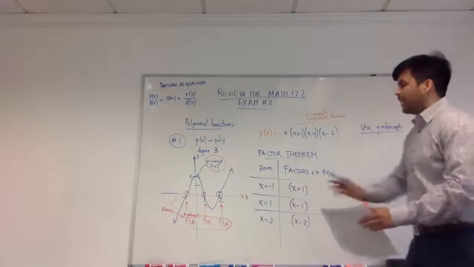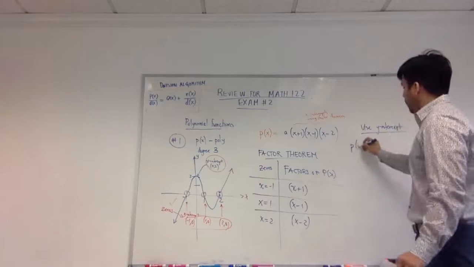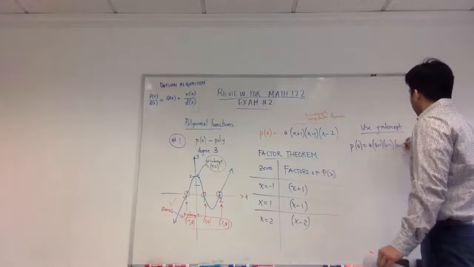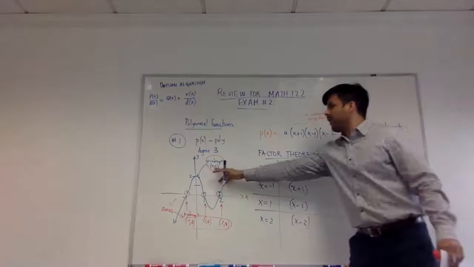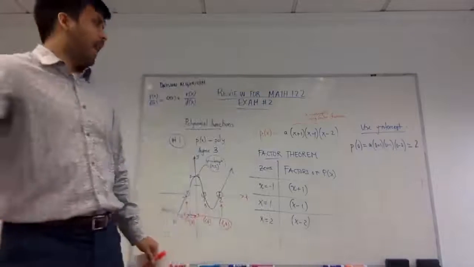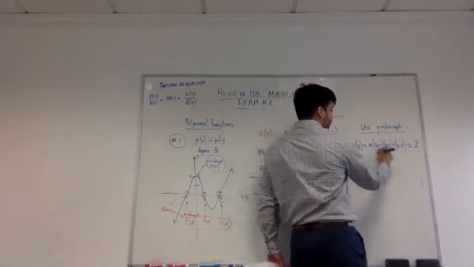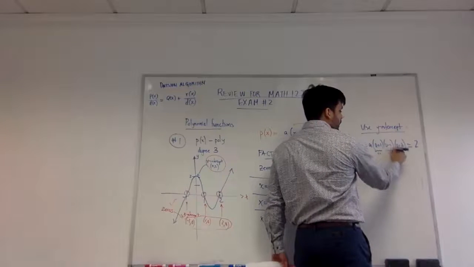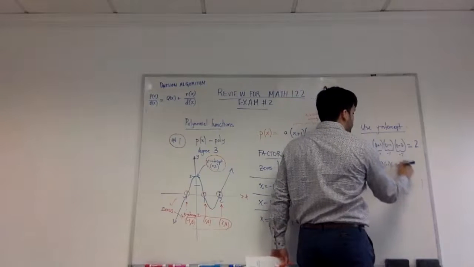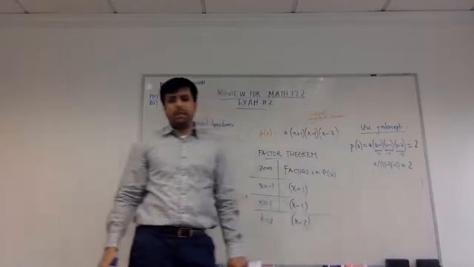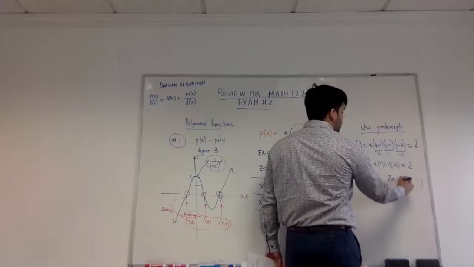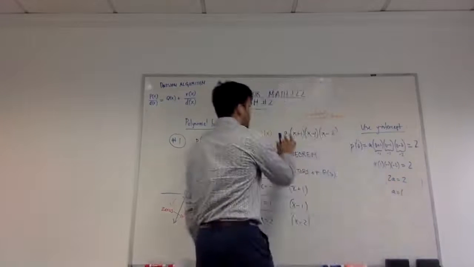What does the y-intercept mean? It means that if I plug in 0 for x, so p of 0, I get a times (0 plus 1), (0 minus 1), (0 minus 2), and the result has to be my y value, which is 2. Then what happens? Well, 0 plus 1 is 1. 0 minus 1 is negative 1. 0 minus 2 is negative 2. So I have a times 1 times negative 1 times negative 2 equals 2. But then I can just multiply these things out. 1 times negative 1 times negative 2 is positive 2, so 2a equals 2. So a equals 1. So there's really a 1 here.